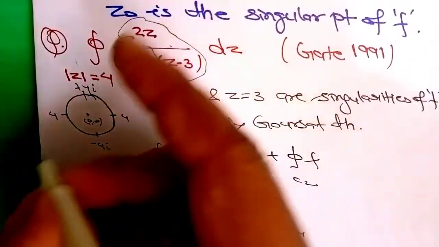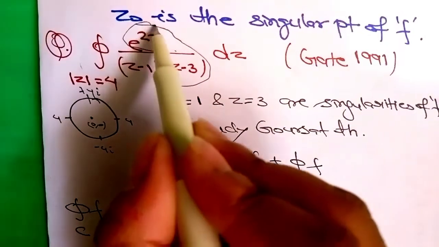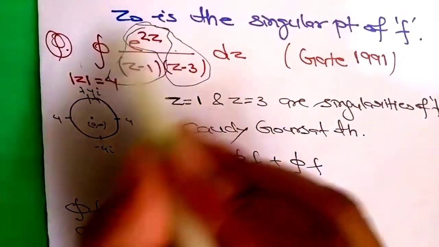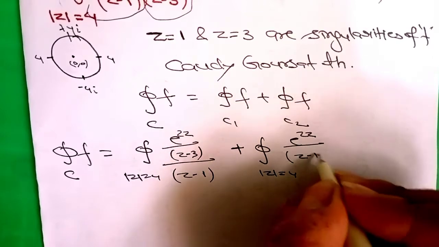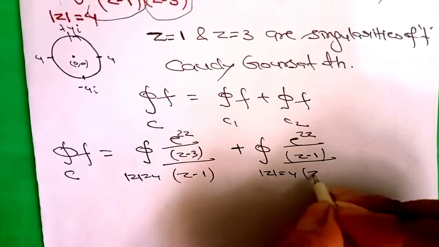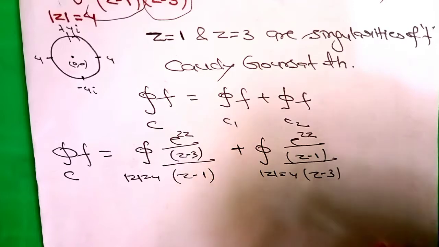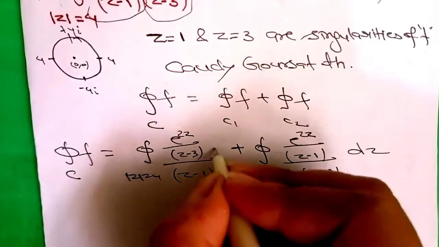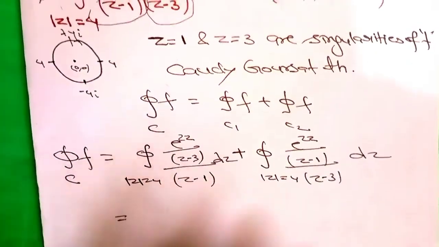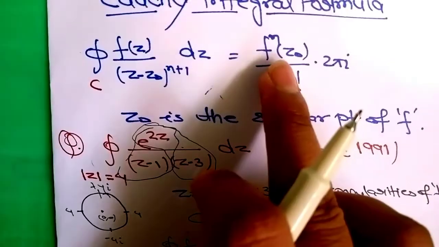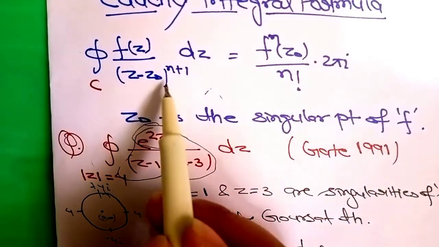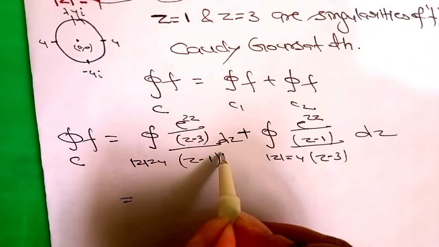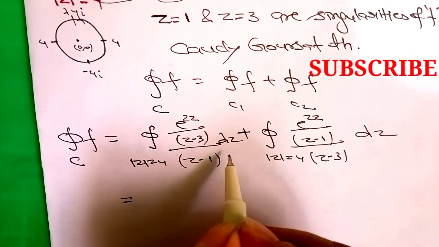Another one: for z equals 3, f(z) is e to the power 2z, z minus 1, upon z minus z naught, that is z minus 3. This is dz. Now this formula is equal to f^n(z naught). The power of z minus z naught is n plus 1. So here the power is already 1, which means n equals 0.